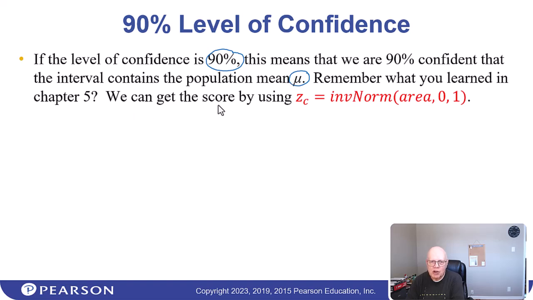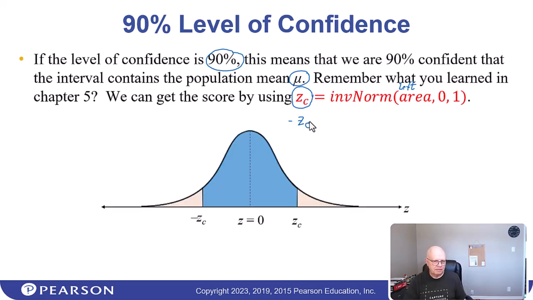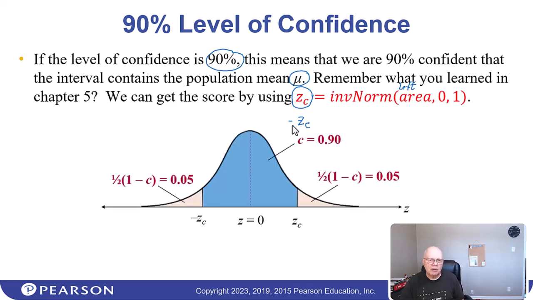And remember also, the one I just went over, to get one of those critical values, we use inverse norm, put in the left area, between 0 and 1, and that'll give you the right critical point. And the other one will just be the negative of that. So there's our picture. There's 90%, which is for confidence intervals. It's always exactly in the center.